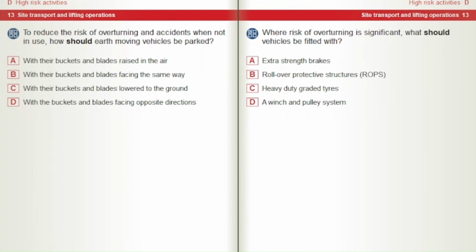Where risk of overturning is significant, what should vehicles be fitted with? Extra strength brakes. Rollover protective structures, ROPS. Heavy-duty graded tyres. A winch and pulley system.